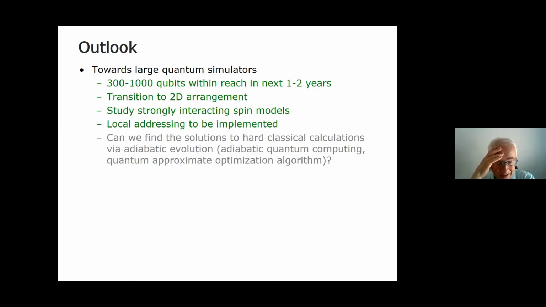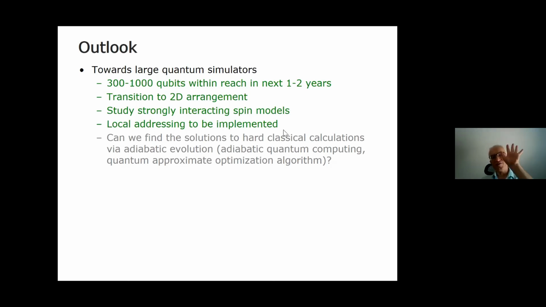Also, sorting these large arrays will start to be a problem, although we think we can improve the lifetime and maybe the sorting speed a little bit. We have done already 2D arrangements. One can also do 3D arrangements, but it's much less clear how to address atoms in 3D. But I should point out that Antoine Browaeys' group has done 3D arrangements in these systems. And in any case, I think we have an exciting prospect to study strongly interacting spin models, including frustrated models, etc. What we haven't done really is local addressing.